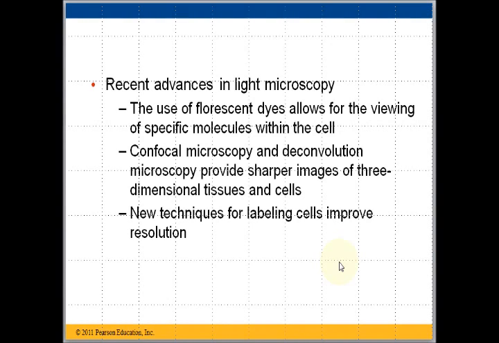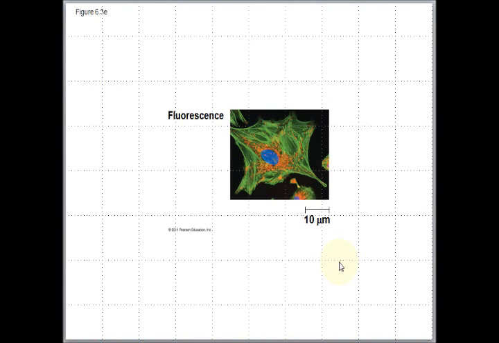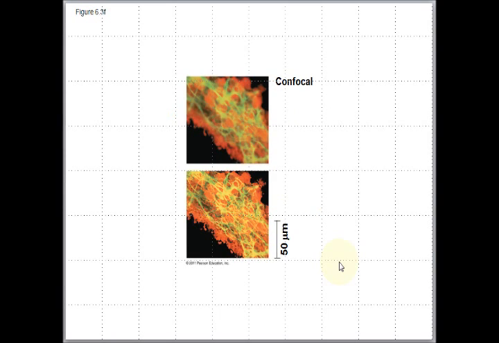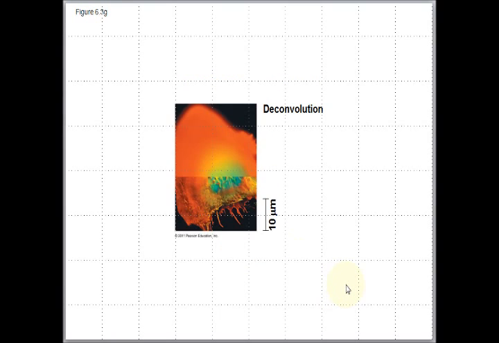And then we have new techniques for labeling the cells to try to stain them or mark them in some way to improve resolution. In your book, they show some good examples. Here is using fluorescent tags or fluorescent dyes to mark parts of the cell. Here's an example of the confocal technique where you have at the top a mixture of light that is in focus and out of focus, and then you can use a technique to get rid of the out of focus light and you get a more precise or cleaner picture down here at the bottom. And then deconvolution, again, is using computer image processing software to enhance that image and clarify that image just a little bit further.